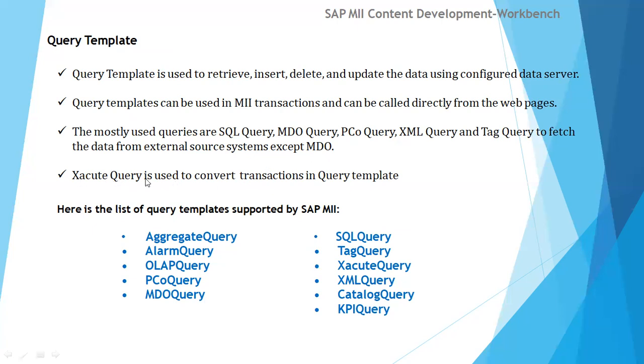Here the execute query is used to convert a transaction into a query template. Sometimes what happens is, suppose you have built a transaction because you have to write complex logic, and you have created one transaction. If you want to expose that transaction as a query, you can use execute query, which takes a transaction as an input and gives you the output of the transaction.